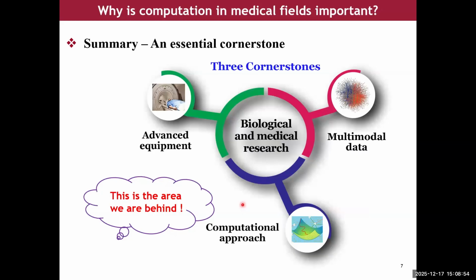So to recap, biological and medical research has three cornerstones. The first one is the advanced equipment. So nowadays, the technology is so advanced that we can generate the medical data in a quick way and less expensive way. For example, sequencing machines have been available such that the human genome can be sequenced at a cheaper cost and relatively short time. And as mentioned, we have multimodal data like imaging data or accelerometer data, etc.